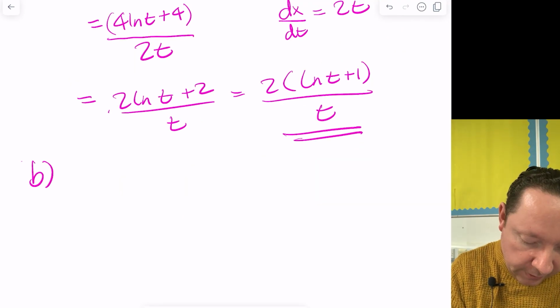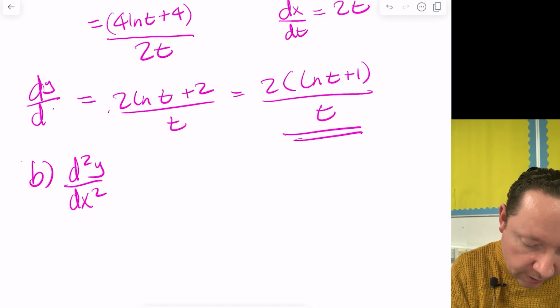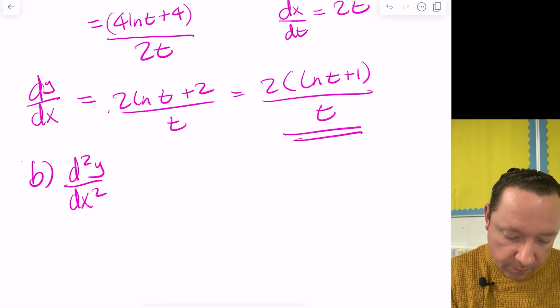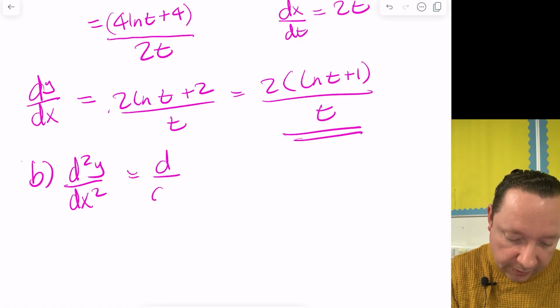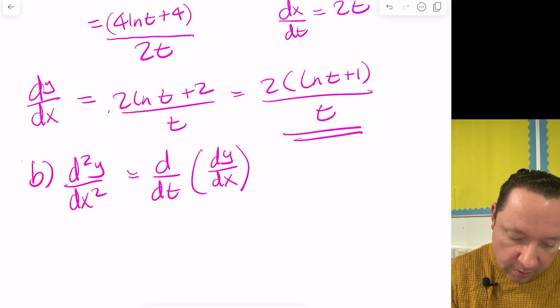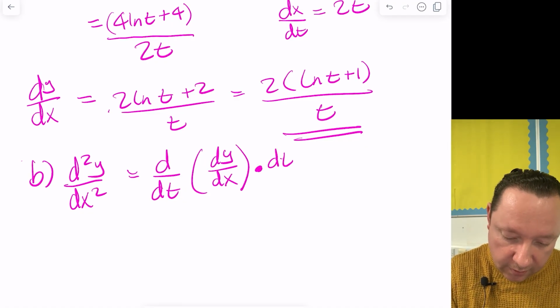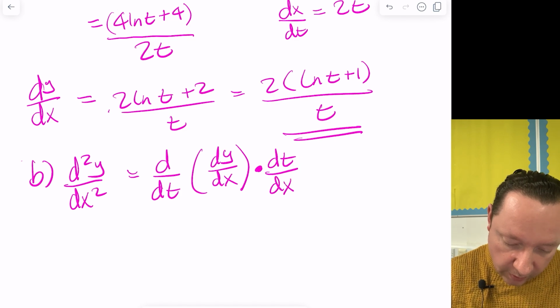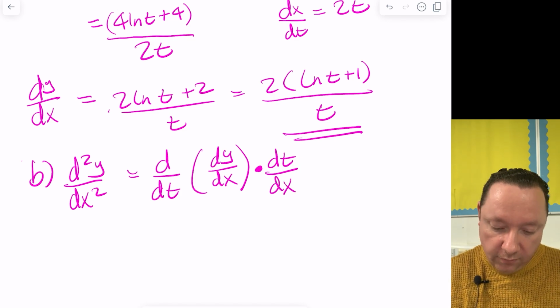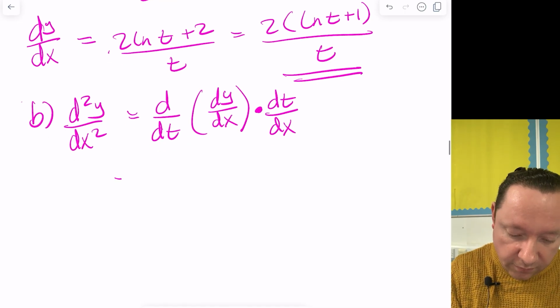Part B, d2y by dx squared. Well, I've got dy by dx, let's put that up here, in terms of t. So you're going to do d by dt of dy by dx, but then I'm going to have to eliminate that t, so times dt by dx. Why dx? Because I want d2y by dx squared, so there you are. So that is the second derivative.